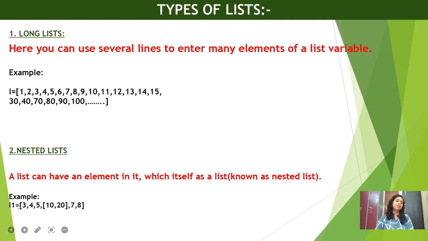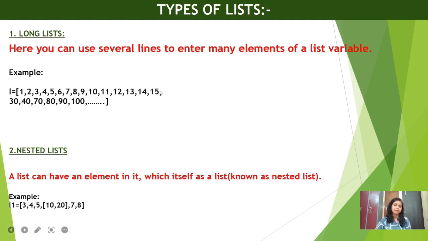For example, L1 equal to 3, 4, 5. 3 is one individual element, 4 is an individual element, 5 is also an individual element, but here another element is a list type of element, that is 10 comma 20, and after that 7 is an individual element, 8 is an individual element, right? So this is an example of a nested list. If we declare a list within a list, then that is known as a nested list.